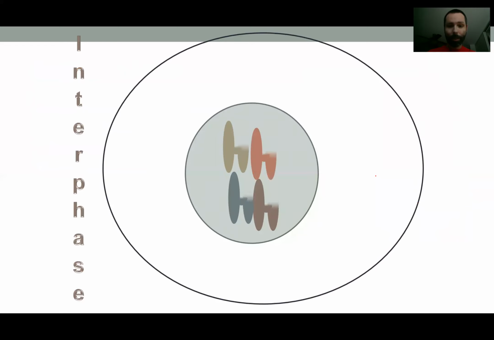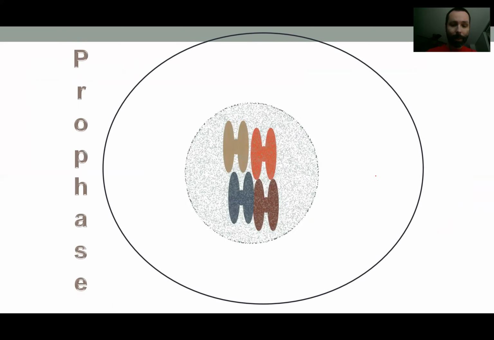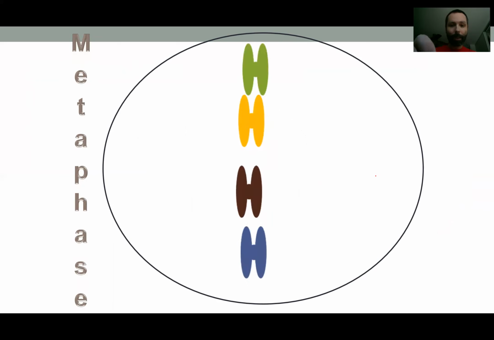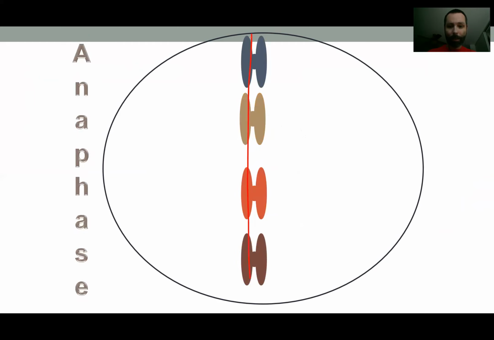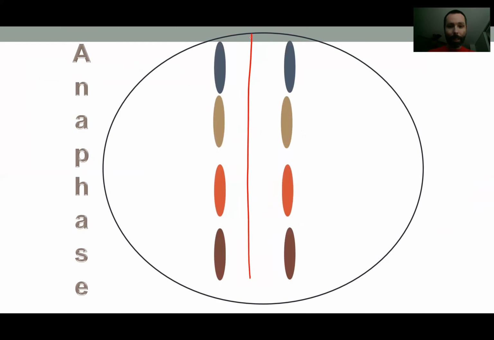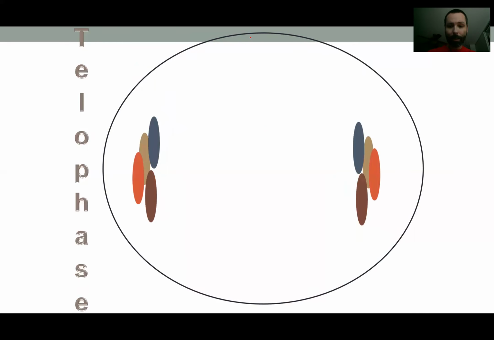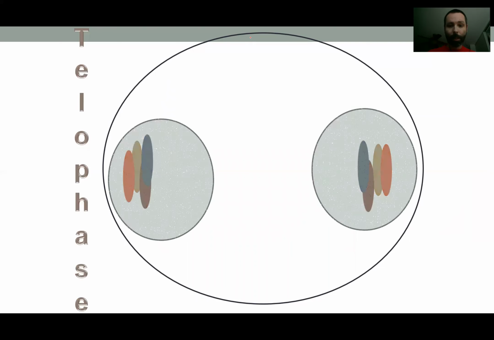Here's my little model, just to remind you that during interphase, we copy our DNA, then in prophase, they condense and the nucleus breaks down. Metaphase, they line up. I know that's not a perfect straight line, but something like that. Then they separate during anaphase, and then they group together during telophase. And here's the 2 nuclei within 1 cell, just to remind us that these 2 nuclei should be exactly the same, except for a few minor mutations that slip through.